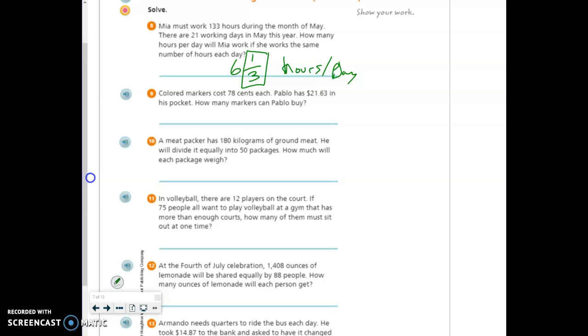Okay? So in this case, if I were to go through the long division process, $21.63 divided by 78 cents, I'm going to end up with 28 or 27 remainder something, but that remainder something in this case just gets ignored so that I can buy 27 markers and then have a little bit of change left in my pocket. All right?